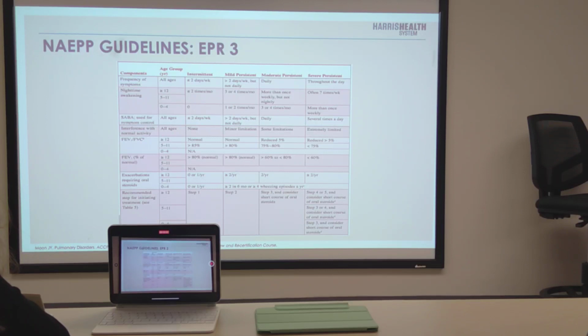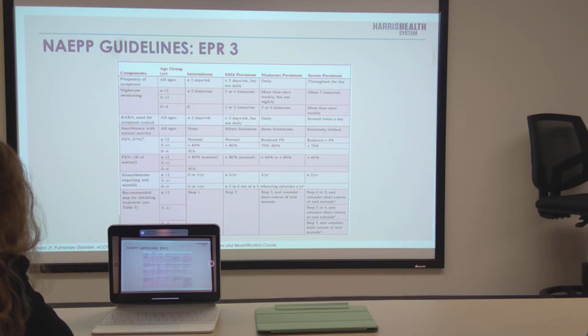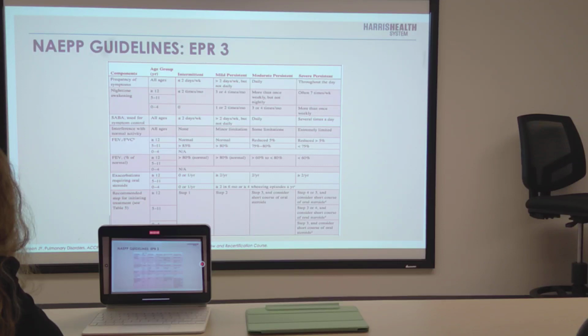Okay, good. So this is the EPR3 guideline, so it has intermittent, mild persistent, moderate persistent, and severe persistent. These are for all age groups: ages greater than 12, 5 through 11, and 0 to 4. I'm going to mainly focus on ages greater than or equal to 12, but I did keep the rest of the ages here for completeness. There are different components that you're looking at when we're trying to determine the severity, or the stage, of their asthma.